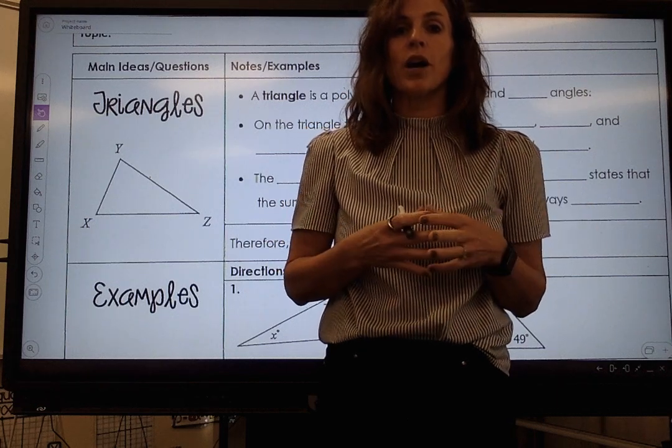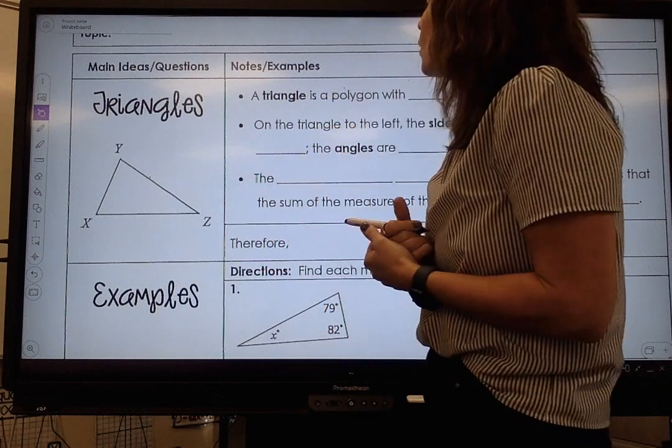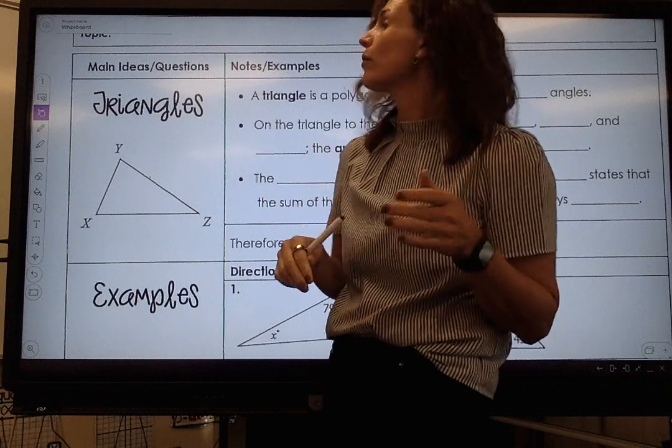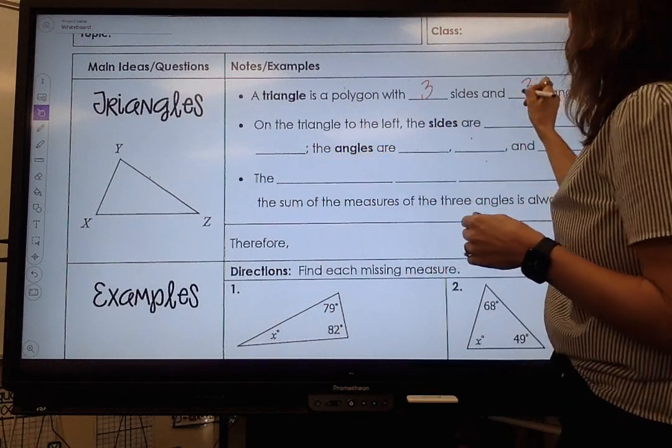This topic is we're going to talk about triangles and how to classify them by angles and sides. So again, it's lots of formatting that you need to make sure that you're following. A triangle is a polygon with 3 sides and 3 angles.